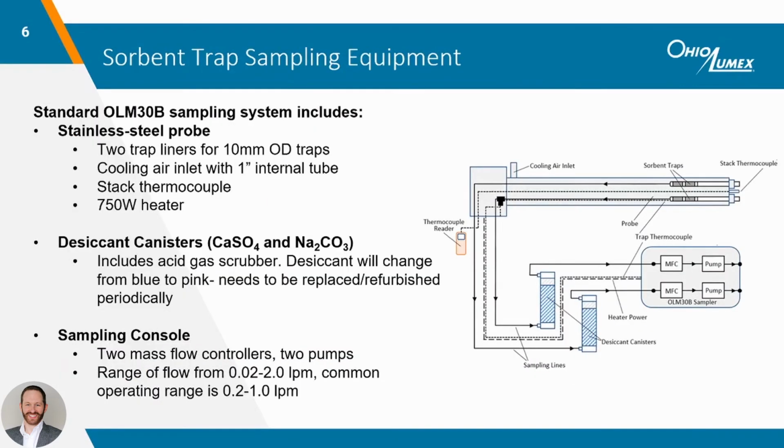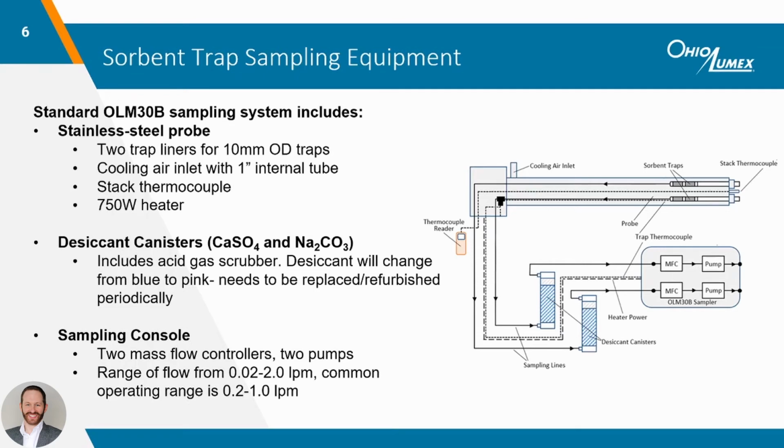Let's move on to discussing the sampling equipment used to sample sorbent traps. We've created a separate video that goes into this topic in much greater detail, so be sure to check that out for more information. The Ohio Lumex sorbent trap sampling system is called the OLM30B, and it essentially has 3 core components, including a stainless steel probe, desiccant canisters, and a sampling console. The probe includes 2 trap liners for traps with a 10 mm outer diameter, a cooling air inlet, a stack thermocouple, and a 750 watt heater.